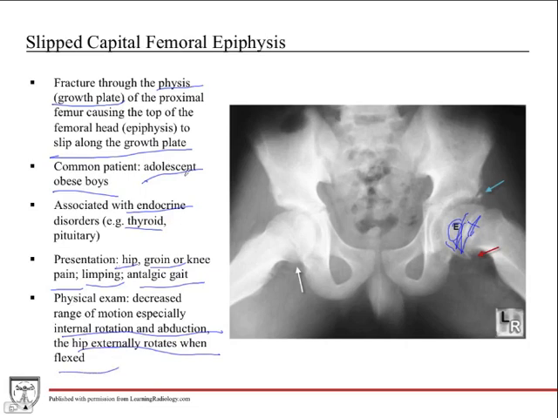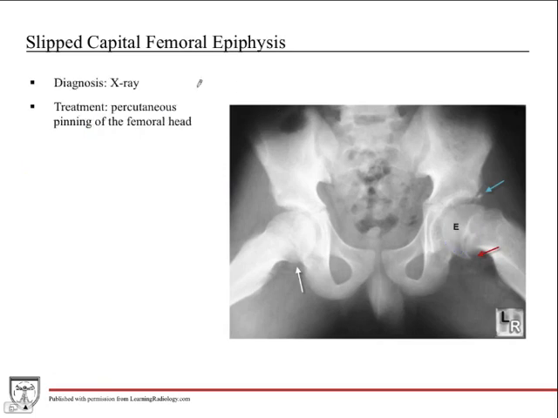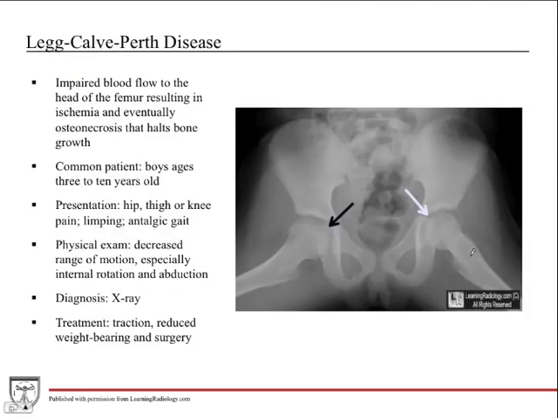So one way to differentiate this from Legg-Calvé-Perthes disease is the common patient population, the age, also these boys tend to be more obese, and then also often associated with endocrine disorders. Those are two things that can help. The other thing here is obviously the diagnosis is by x-ray. If you'll notice, in this x-ray, it's slipping on the growth plate like that. That's what you're going to look for. Versus in Legg-Calvé-Perthes, you're going to look for destruction here of the femoral head.